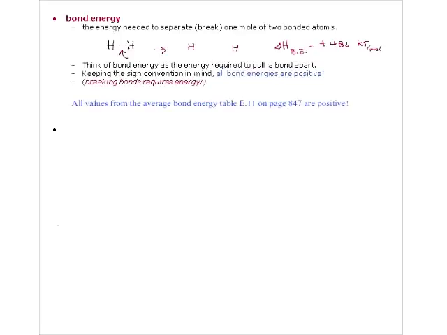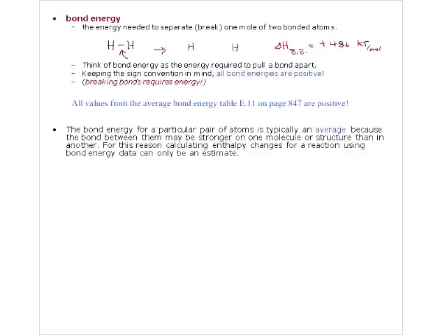If we had methane, CH4, in order to break apart methane, we simply have to break apart 4 CH bonds. We look up our table for CH bonds and we multiply it by 4. Easy enough. So we would look these values up on the table on page 847.